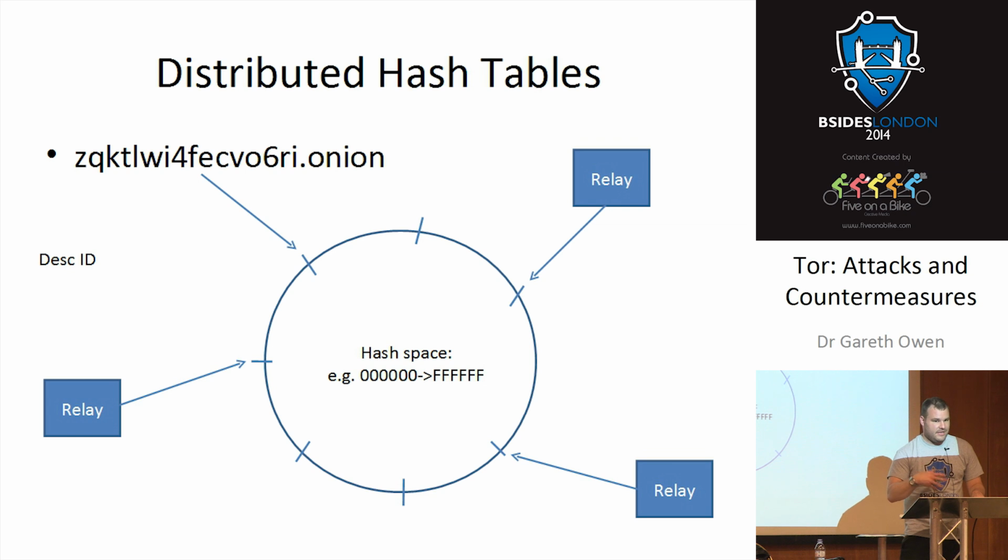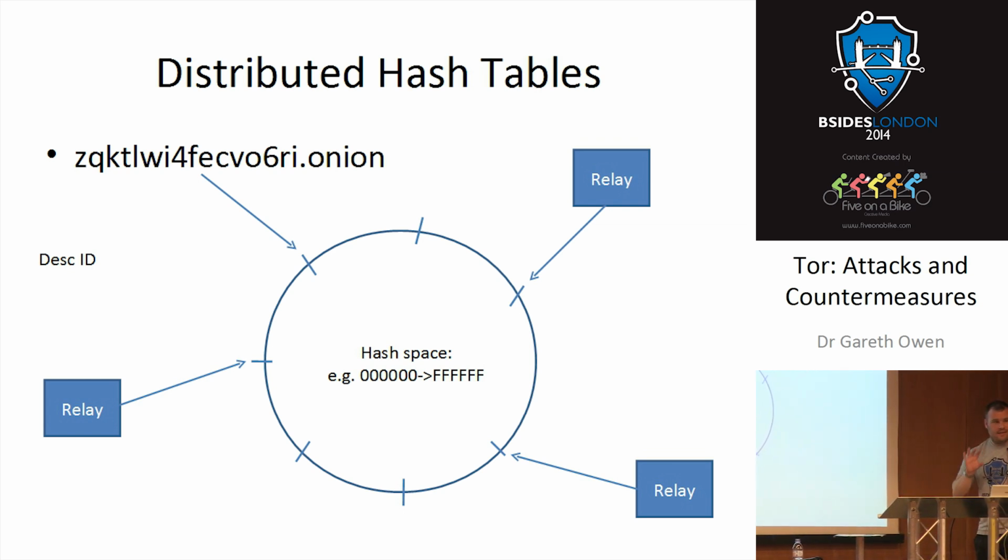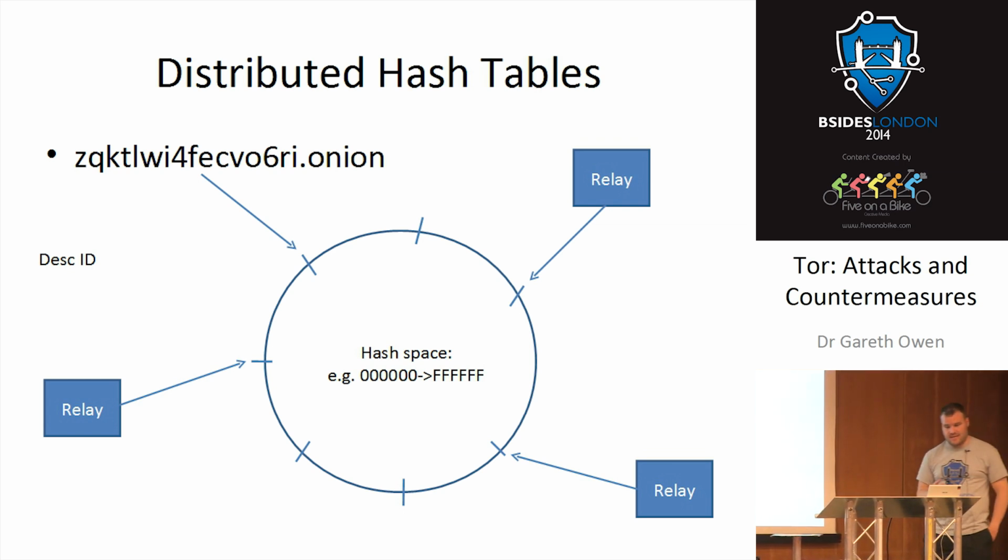In essence, it's randomly distributed. So even if I have Gareth1 and Gareth2, if I hash both of them, you get completely different hashes, right? So in essence, it essentially evenly distributes the files across the computers. Now, Tor uses this for storing the descriptors for these hidden services.